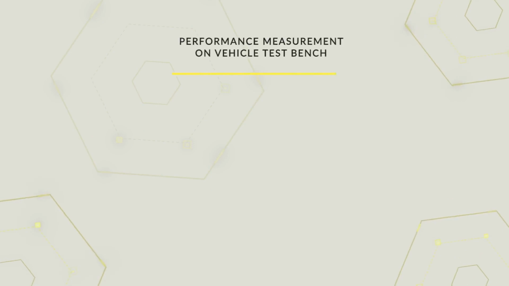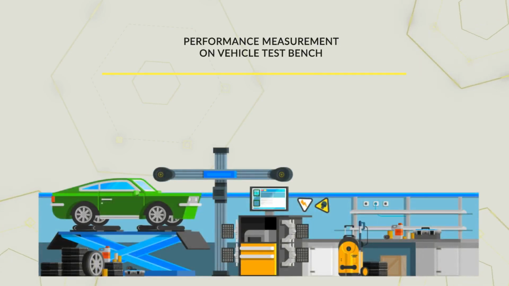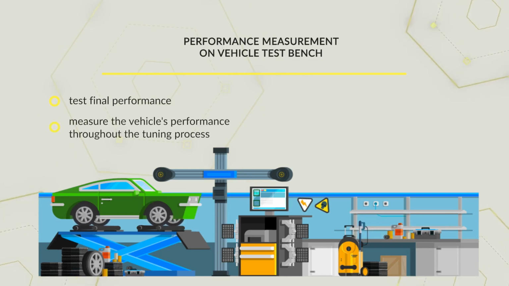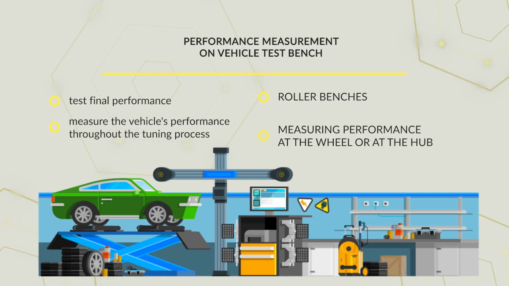When, however, we talk about performance measurement through vehicle test benches, the vehicle has already been produced by the manufacturer, and we want to test its final performance. Or perhaps, someone who owns a device of this type intends to measure the vehicle's performance throughout the tuning process, before, during, and after. Equipment of this type is divided into two categories: roller benches and equipment for measuring performance at the wheel or at the hub.